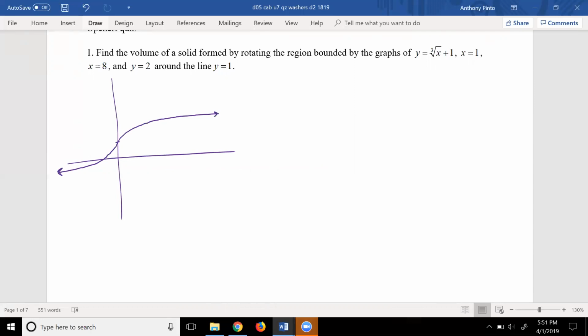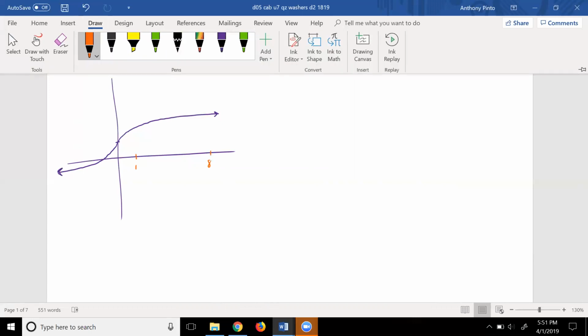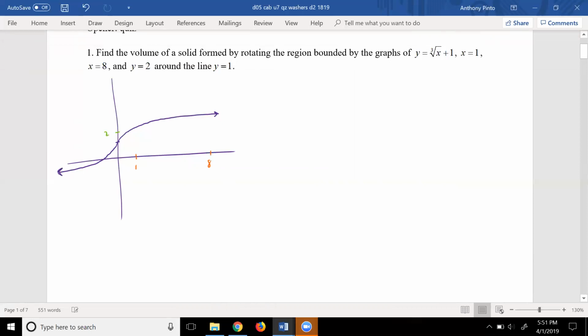What else do we know? This is going from x equals 1 to x equals 8. Okay. And it says there's also the line y equals 2. So we want to draw that in there.